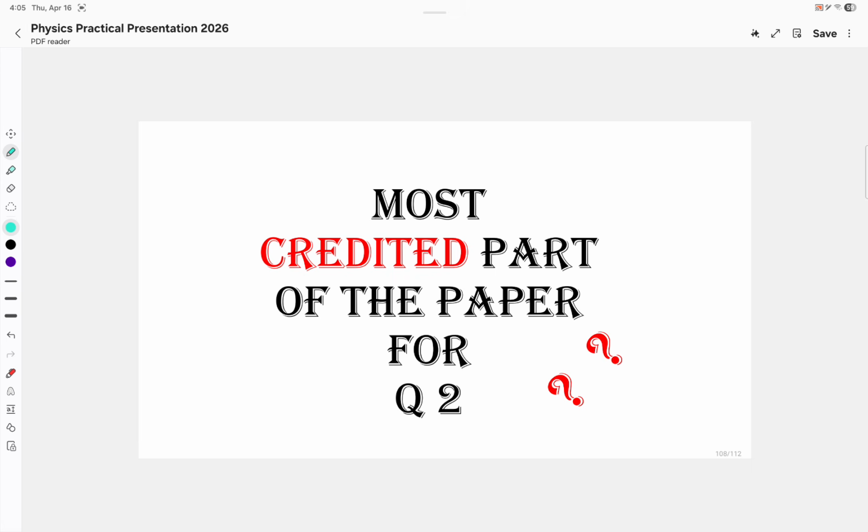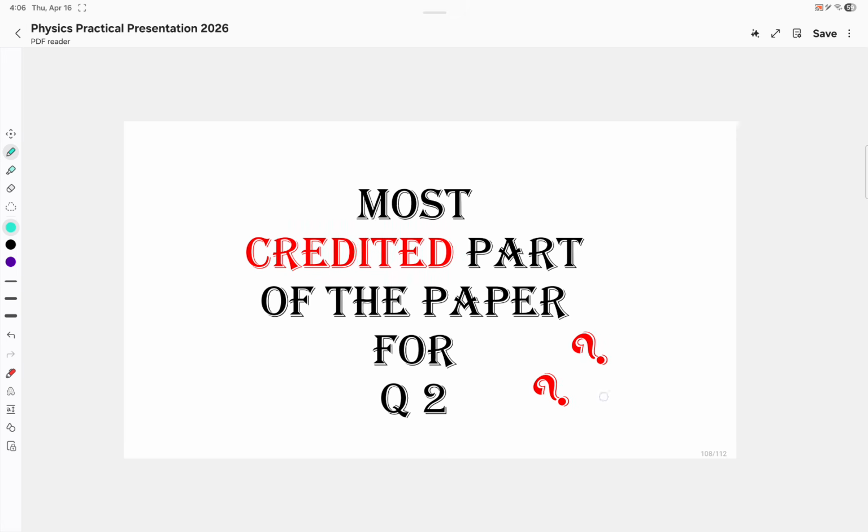Now this is the last part, and this is also considered the most credited part of the paper. You also remember the most credited part of the paper for question 1 was the table of results, where you can get 10 to 12 marks out of 20, and this one you will get 8 out of 20 straight away. And obviously if you get 8 out of 20 straight away, you can also get 0 out of 20 straight away from this particular part.